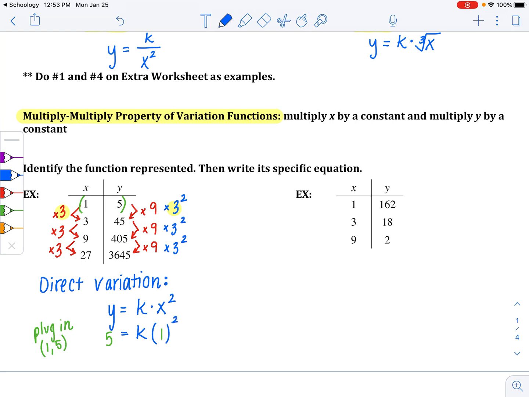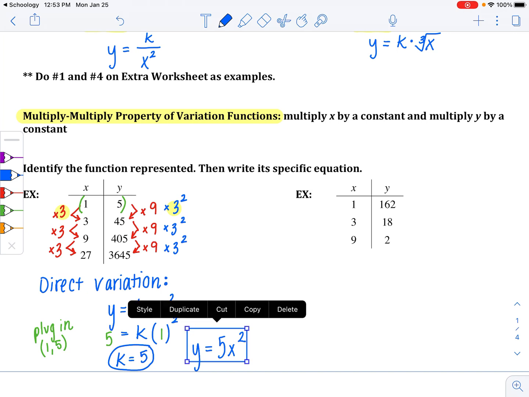Just like we did in the example pages, we're going to solve for k. Solve for that constant, and this one's pretty easy. K is going to equal 5. That's good and dandy, but I need to actually apply it to my problem. So this problem, my specific equation is going to be y equals 5x squared. And that would be the graph of the direct variation.